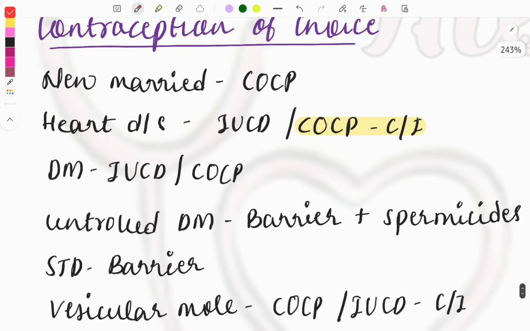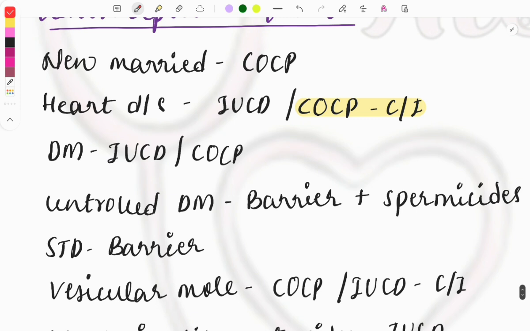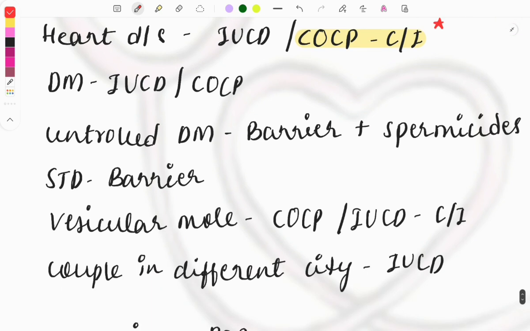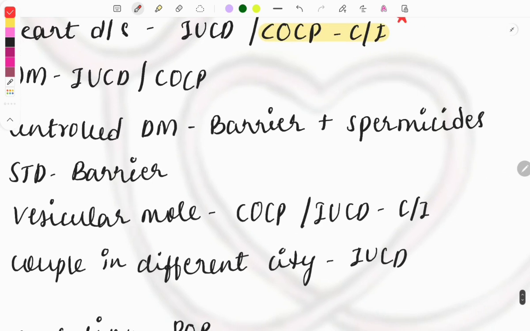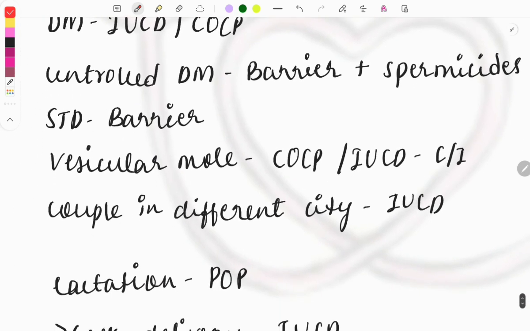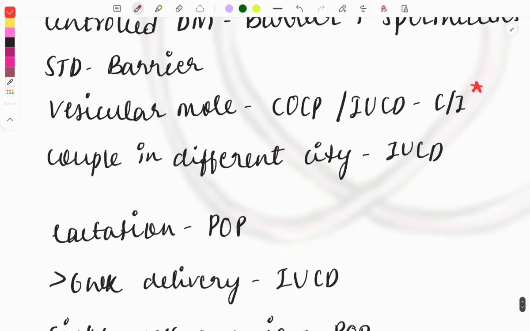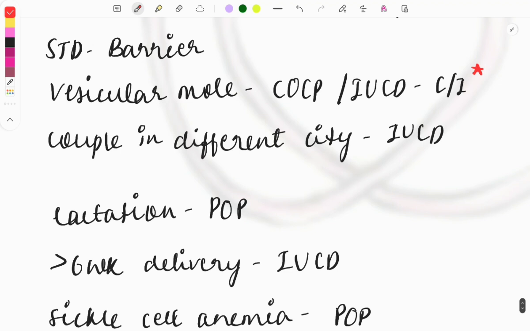So in various conditions we will be using different kinds of contraceptives. So let's have a look at that also. In case of a newly married couple, we'll be advising them to have COCPs. If there is any heart disease, no COCPs, combined oral contraceptive pills are contraindicated. Note down this one. Then in case of diabetes, IUDs or COCPs, whichever is suitable according to the person. Then in case of uncontrolled diabetes mellitus, barrier plus spermicide. STDs, obviously barrier. Then in case of vesicular mole, combined oral contraceptive pills; IUDs are contraindicated because it will act like a foreign body, and it might cause infection and bleeding, so IUDs are avoided. Then if a couple is staying in different cities, then it is an IUD.